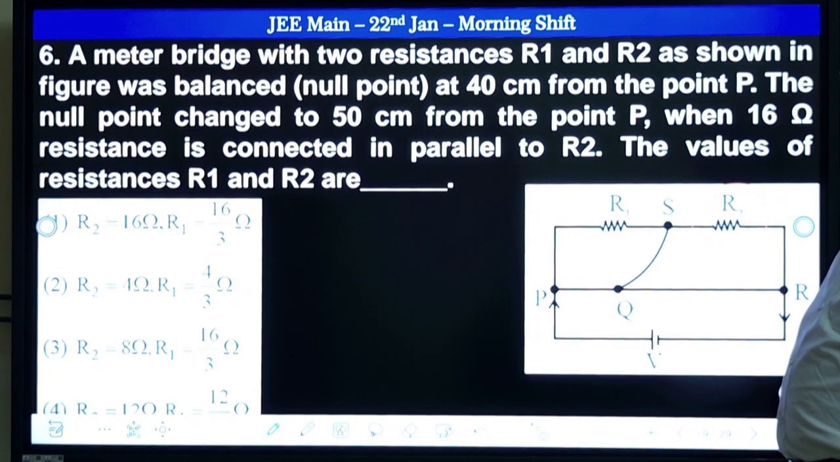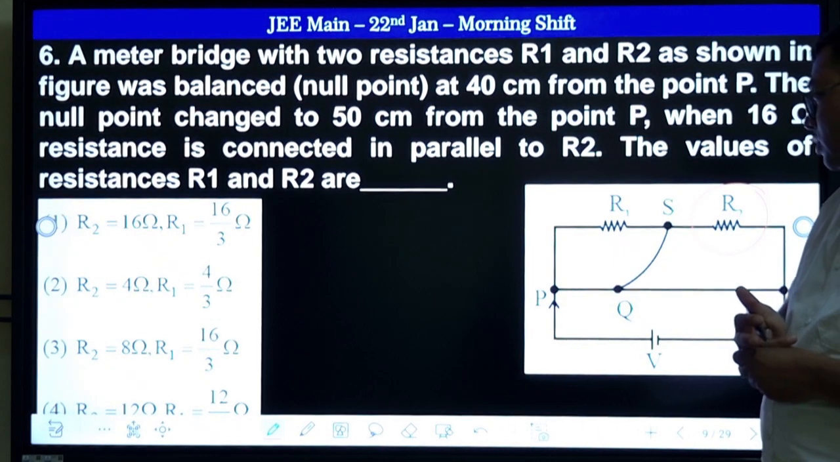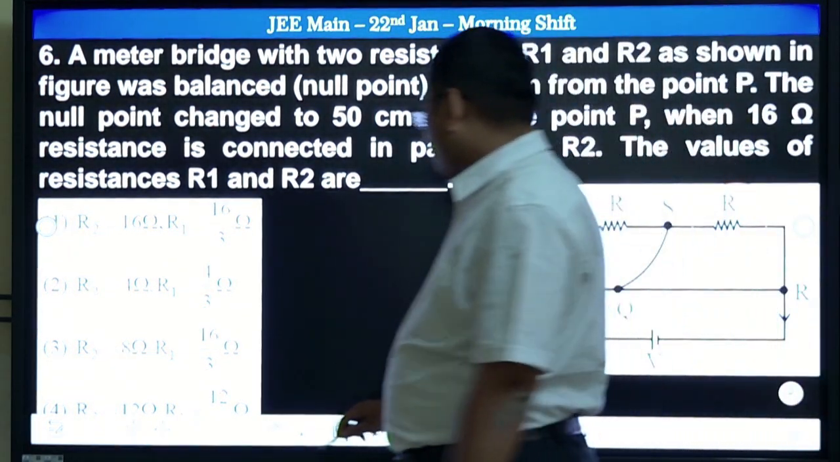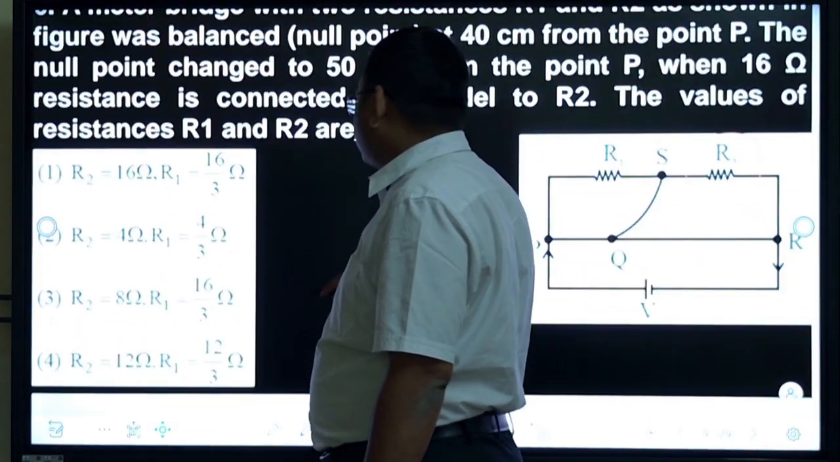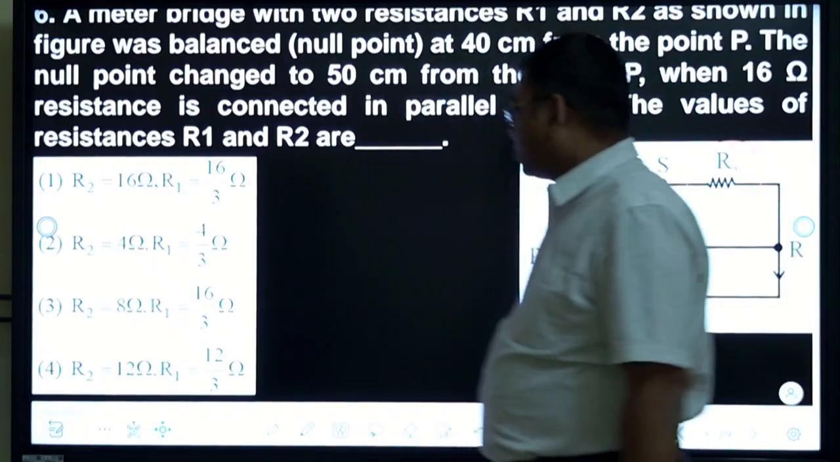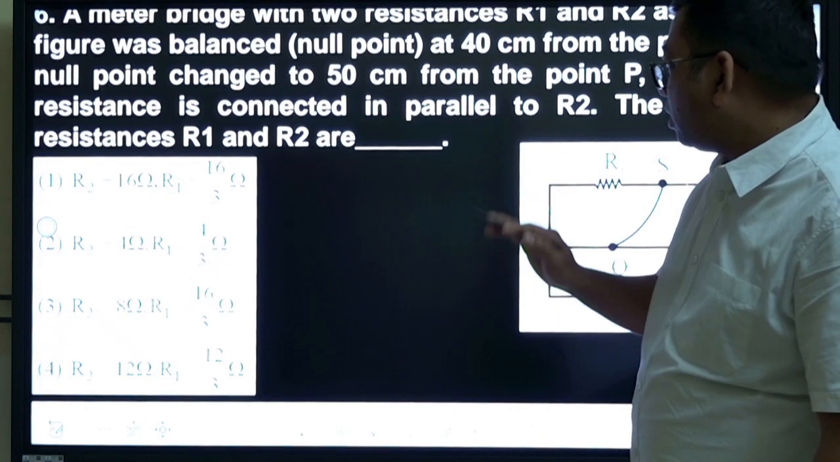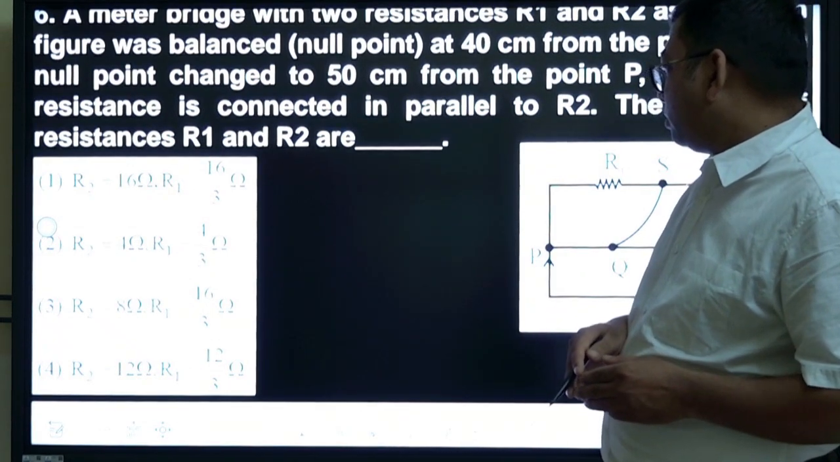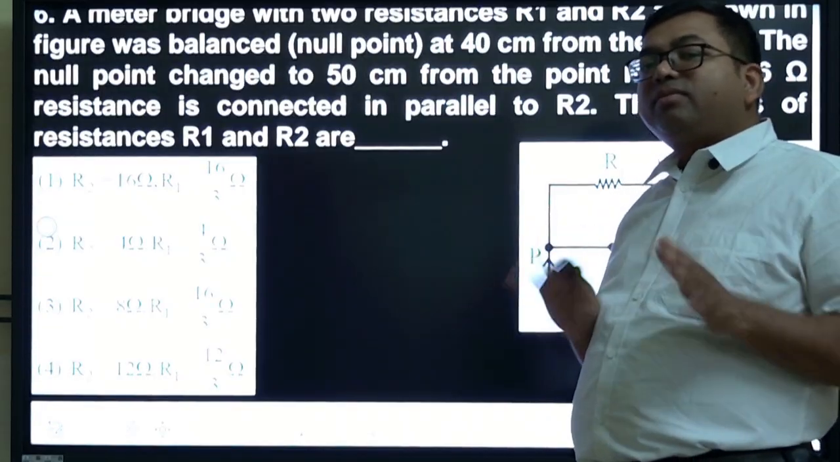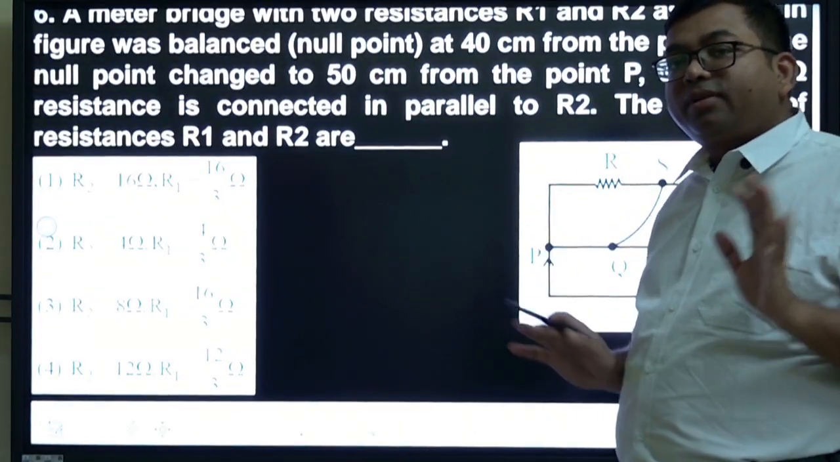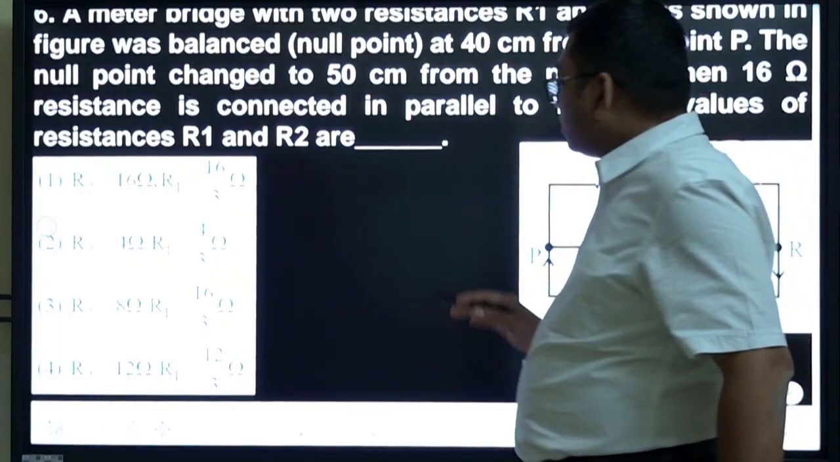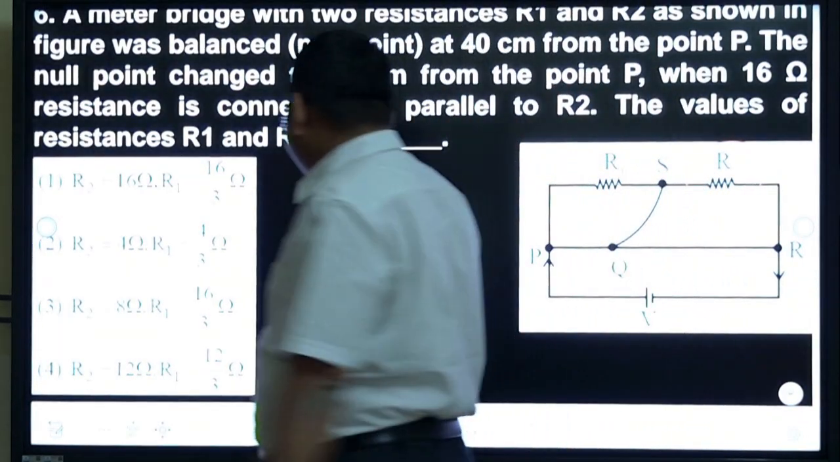Okay, so what do we need to do? The values of resistances R1, R2 we have to calculate. You can see that all R2 values are different, or all R1 values are different. Any one you calculate, done. We are done if you can calculate any one of them. So let's target to calculate any one, right?